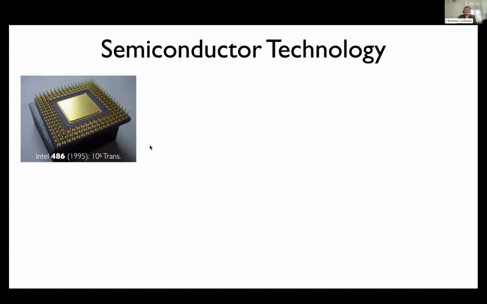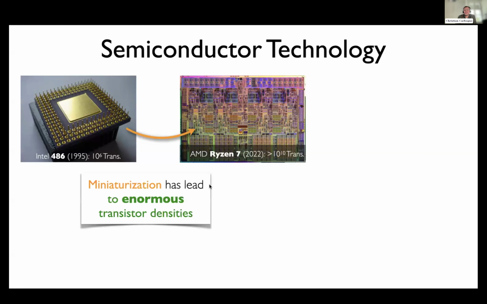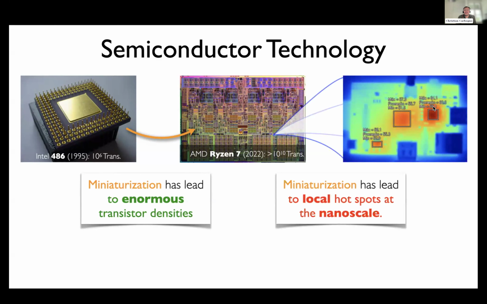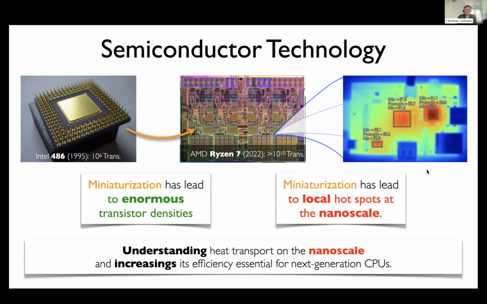What happened over the years, if you look at the first CPU that I actually ever used and compare it to what you can get today, there has been an increase of 4 orders of magnitude in the transistor density, without the CPUs increasing by 4 orders of magnitude in size. So we have a massive miniaturization. And this leads to local hotspots at the nanoscale. So the CPU gets hot, but on nanometer-sized regions. And it is extremely important to get rid of this heat as fast and as efficiently as possible, to increase the lifetime and the efficiency of next generation CPUs.